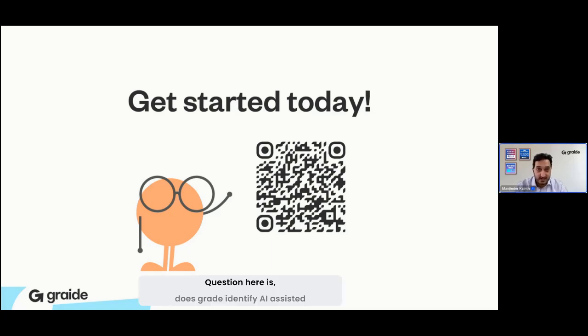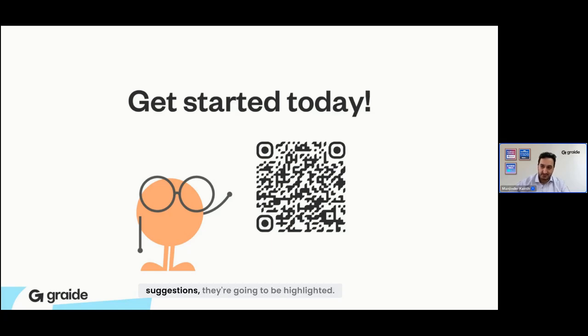Question here is, does Grade identify AI-assisted feedback, and what parts are human-created feedback? Yes. So we have an internal system which logs what the source of the feedback was. It's also immediately shown to you as well. So when you see the AI suggestions, they're going to be highlighted, so that it's really obvious that's an AI suggestion.